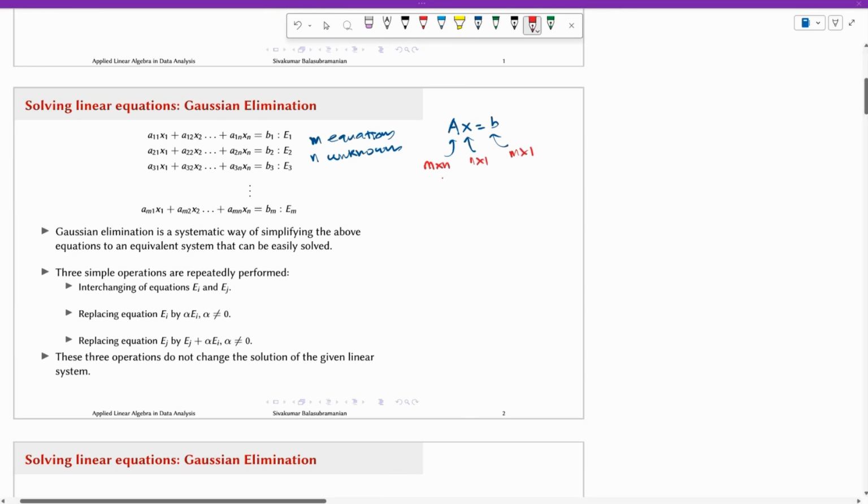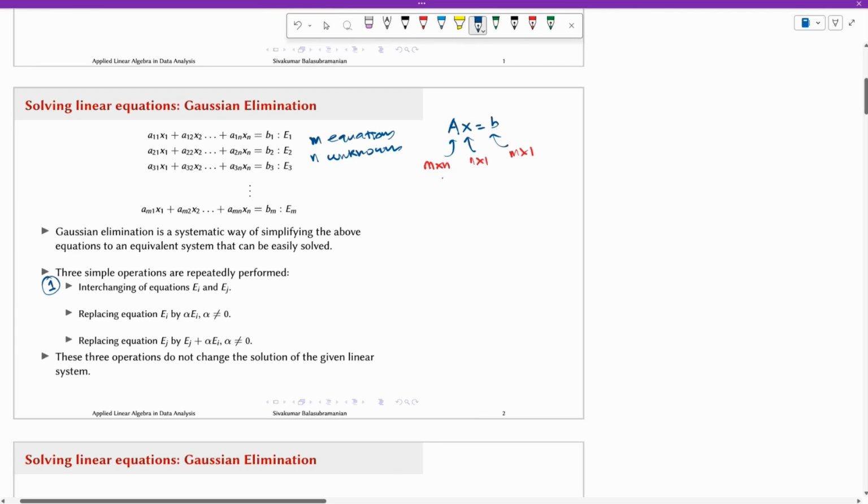And Gaussian elimination is essentially a systematic way of simplifying these equations so that we can easily solve it. And there are 3 steps involved in Gaussian elimination. And these are the only 3 steps.